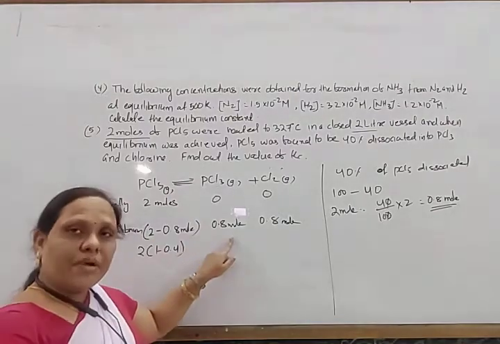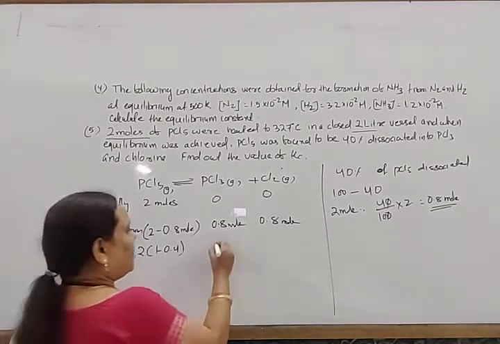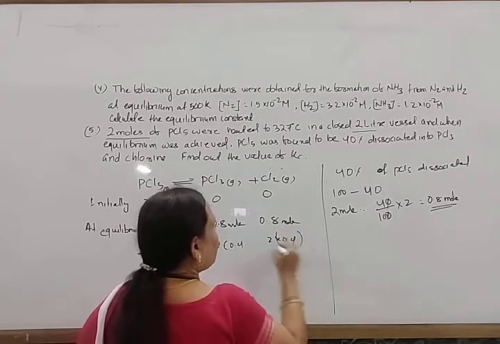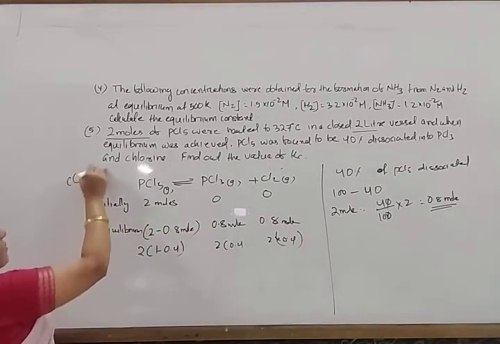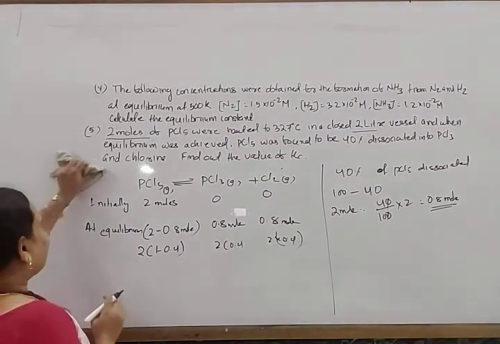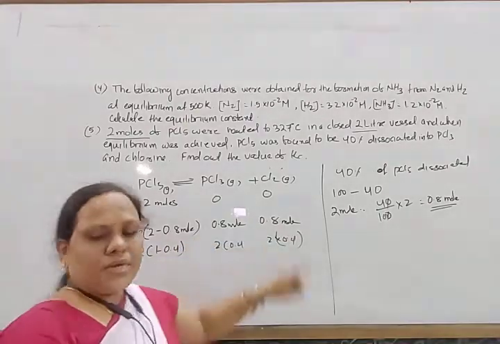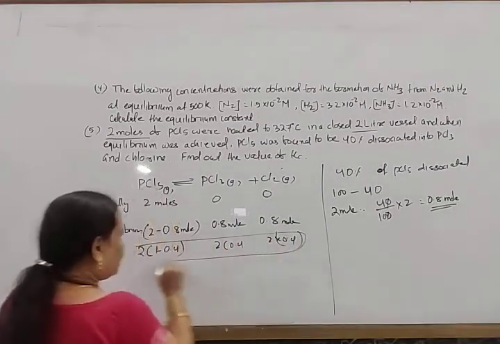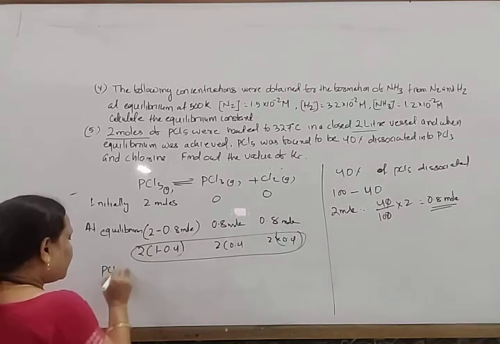And how much of PCl3 will form? It is 2 into 0.4, and 2 into 0.4 for chlorine. This is another way of expression, called C into 1 minus alpha, and about this we will discuss in the next chapter. So 1.2 mole of PCl5, 0.8 mole and 0.8 mole of the products are present. These are other ways of expressing. Then, what is the molar concentration of PCl5?